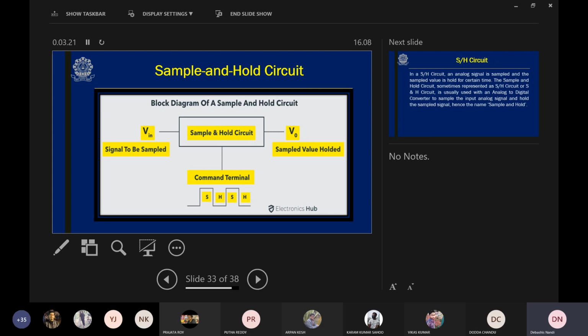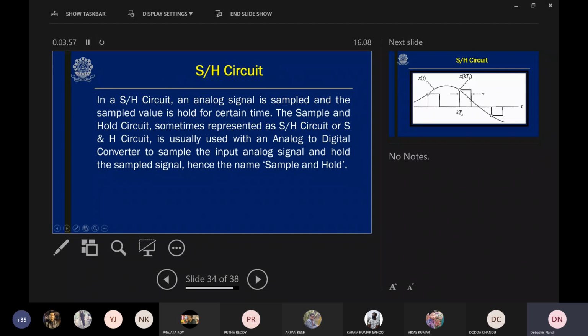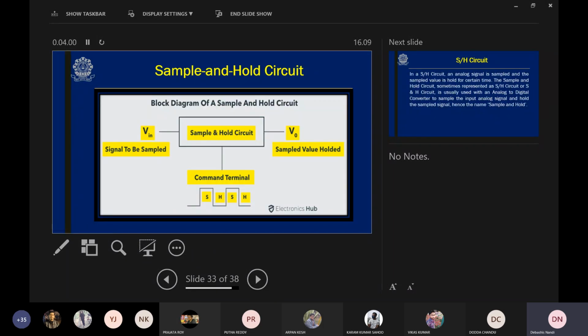So the Nyquist criteria, Fs greater than or equal to twice W, is the criteria which should be satisfied for faithful reconstruction of the analog signal from its discrete counterpart. Here, W is the bandwidth of the analog or continuous time signal, and Fs is the sampling frequency. We can write Fs is equal to 1 by Ts.